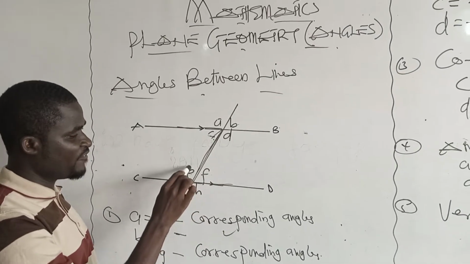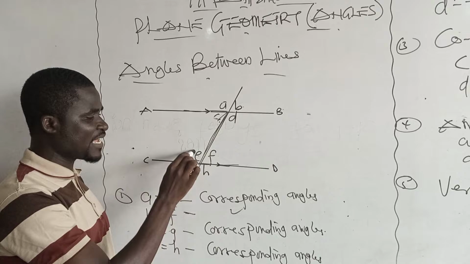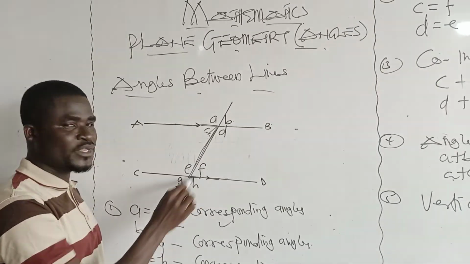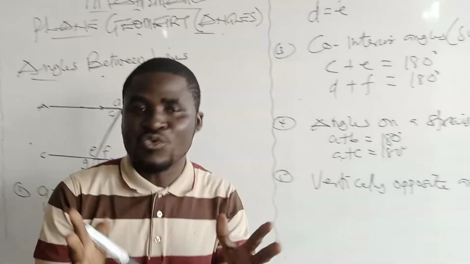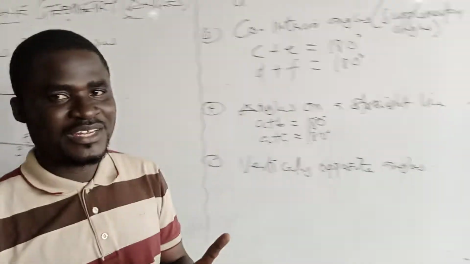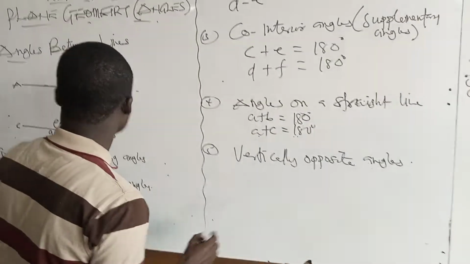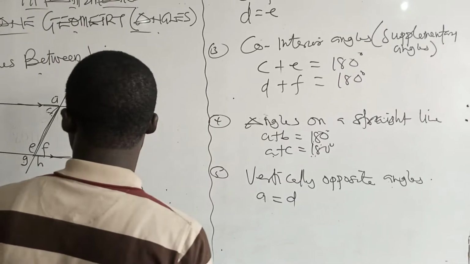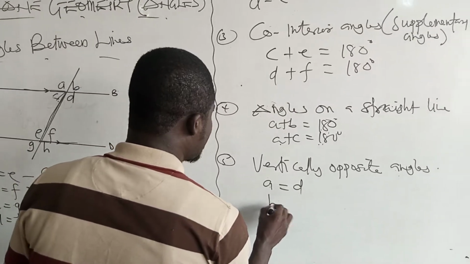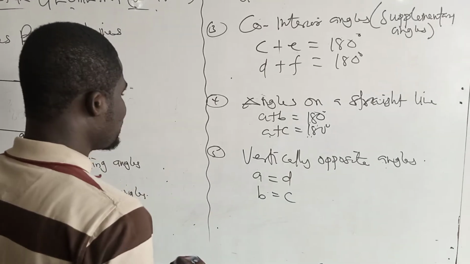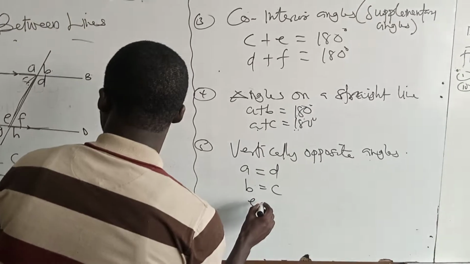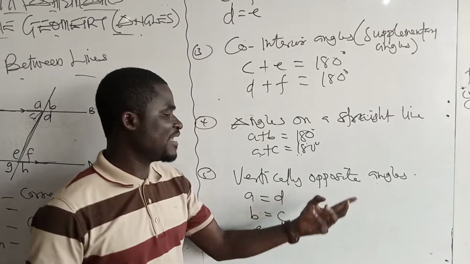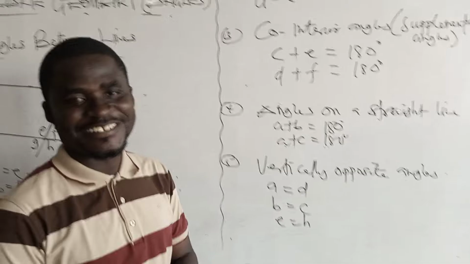Now when you come here, we have E and H, they are vertically opposite. Then we have J and F, they are vertically opposite. And vertically opposite angles are equal. Please take note, they are equal. So we have A is equal to D. Then we have B is equal to C. We also have E is equal to H. So we have a lot. Now these are some of the vertically opposite angles.